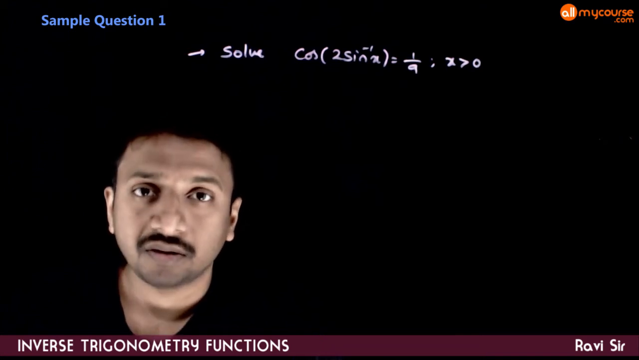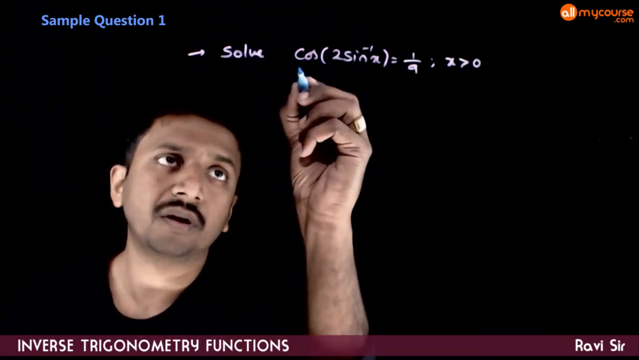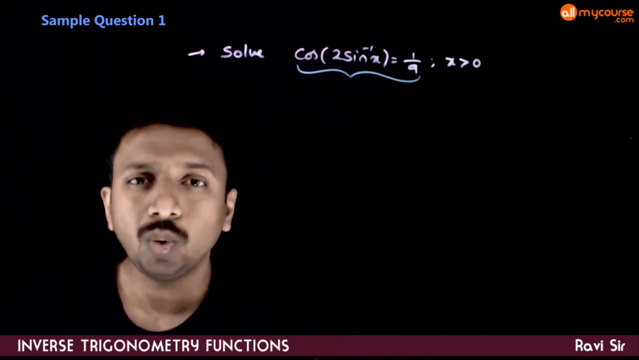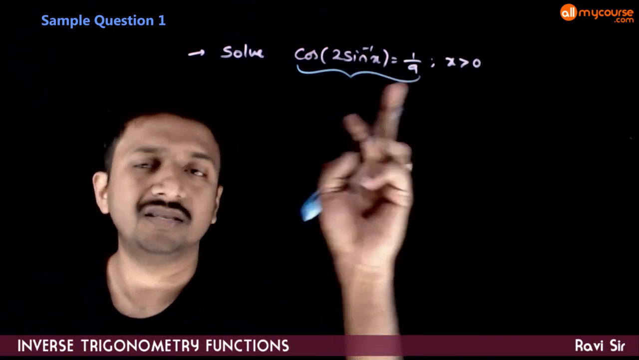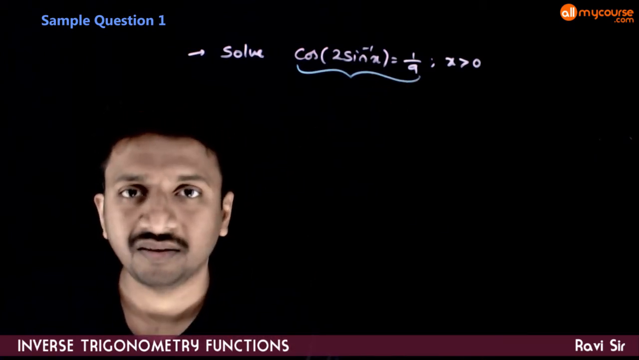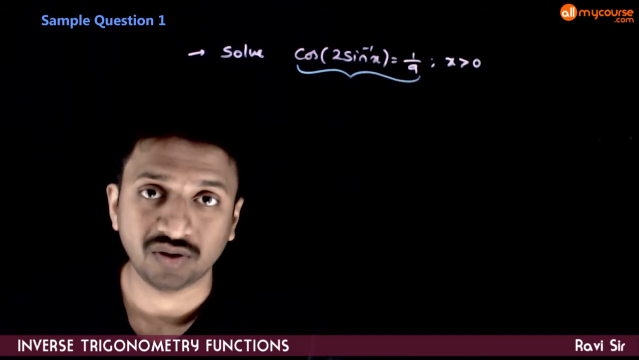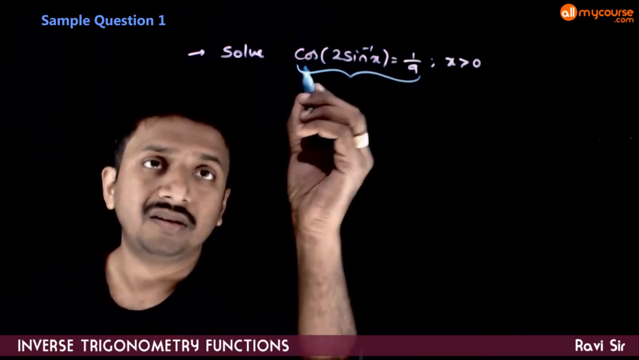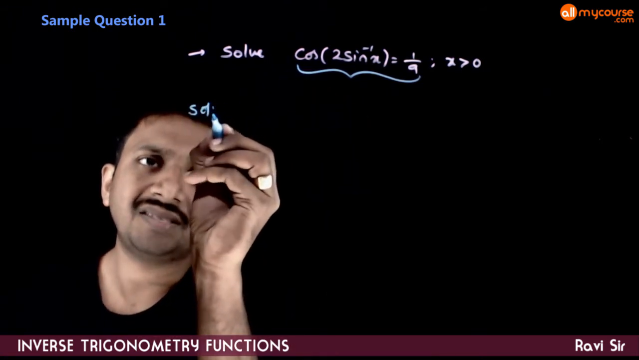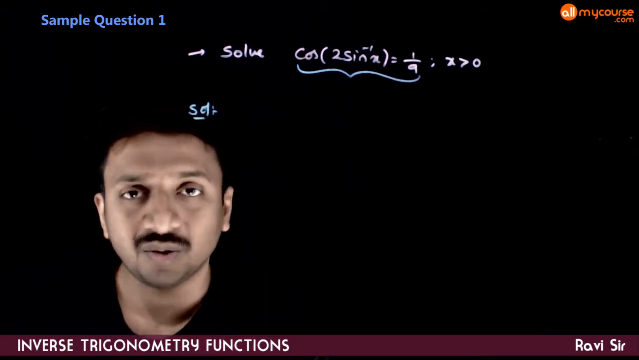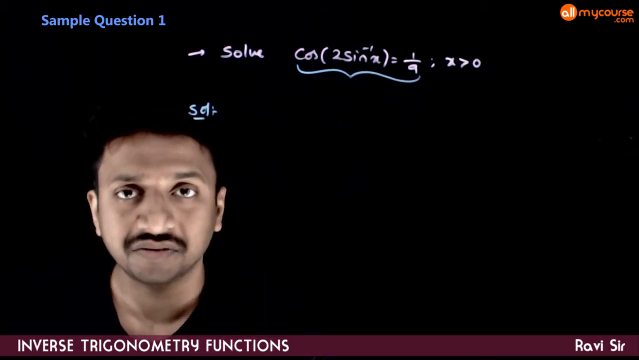In this question, you're asked to solve cos of 2 sine inverse x is equal to 1 by 9. Let us see how we can do this. So there is a very simple general method to solve these kind of questions.